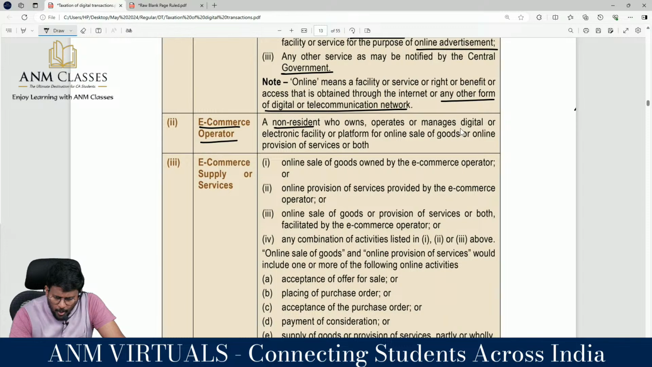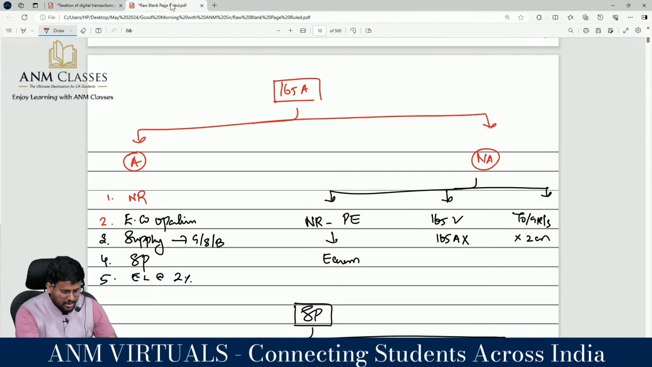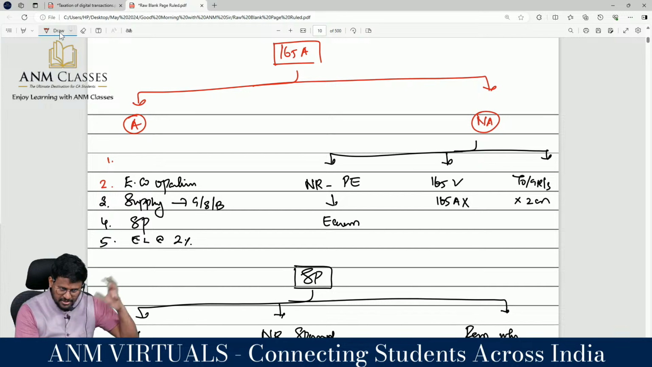Who owns or operates or manages a digital or any facility or platform for online sale of goods or online provision of service or both. So this e-commerce operator should be situated outside India. That's what 165A says, the assessee, that is the person who should be an e-commerce operator.